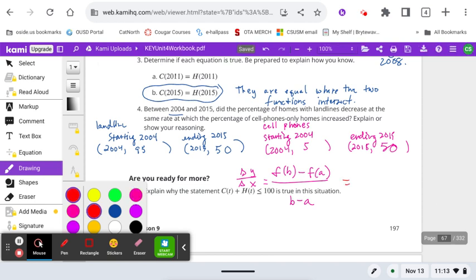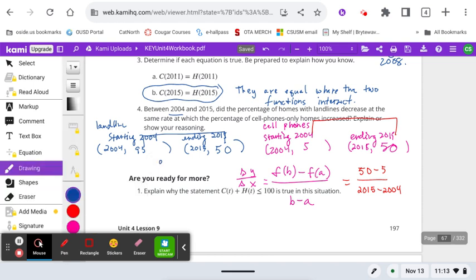So we're going to go y minus y over x minus x. And then we're going to do the same thing for blue. We're going to go y minus y over x minus x. We can call this average rate of change or just M.